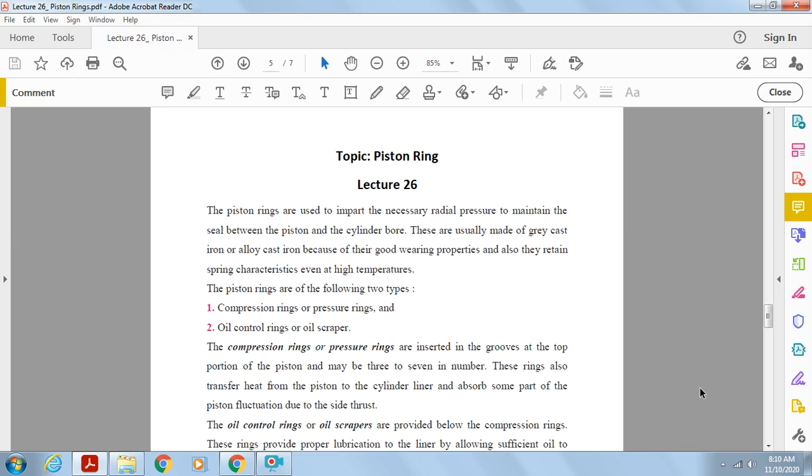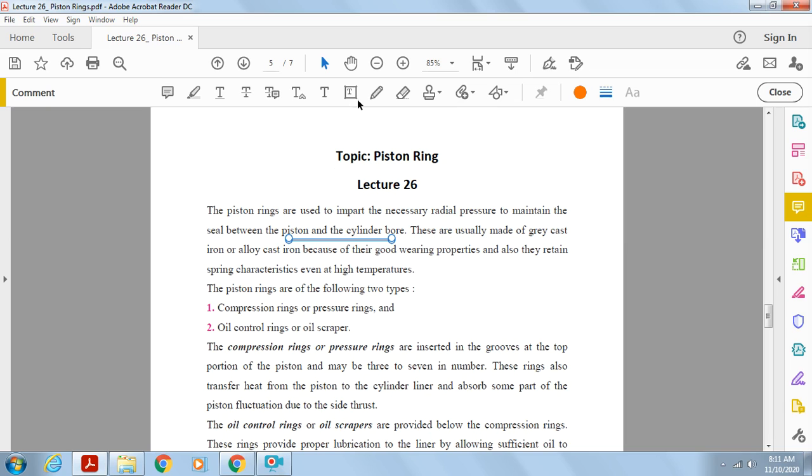First of all we have to know what a piston ring is. These piston rings are used to impart the necessary radial pressure to maintain the seal between the piston and the cylinder bore. So rings basically act as a sealing arrangement, a sealing material. Any leakage of the gas should not be allowed through the cylinder wall. That is why these rings are used as a sealing material and to provide sufficient radial pressure to maintain the seal.